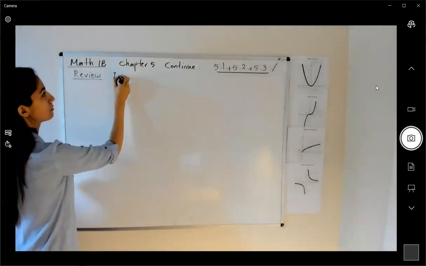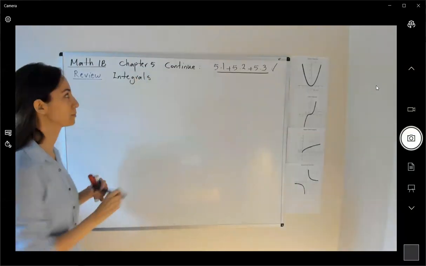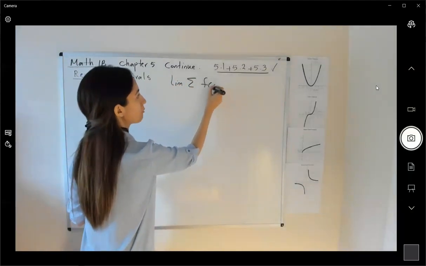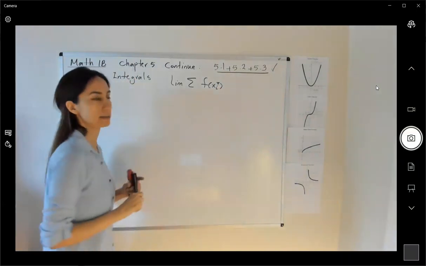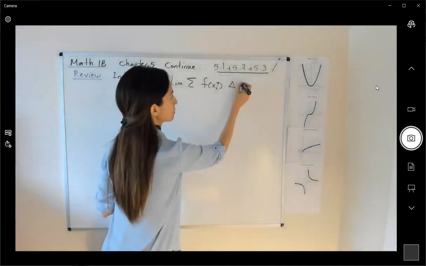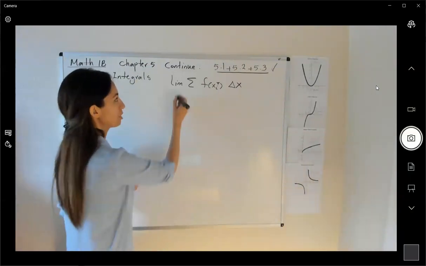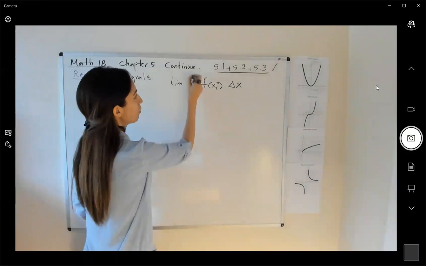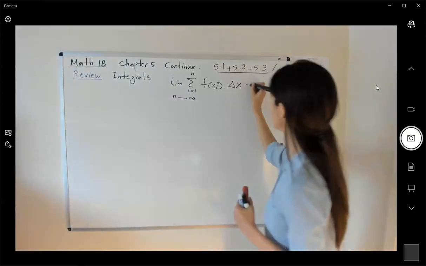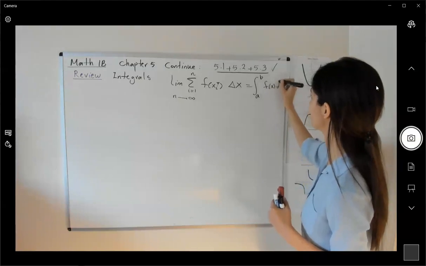We learned about integrals in general. We learned that the limit of the sum of a function evaluated at a random representative on a subinterval times delta x, which was the length of the subinterval, with i from 1 to n, and n goes to infinity, can be defined as the integral of function f of x dx.